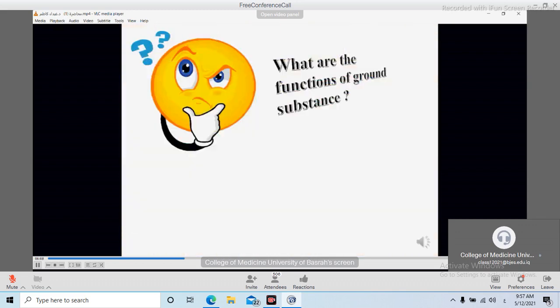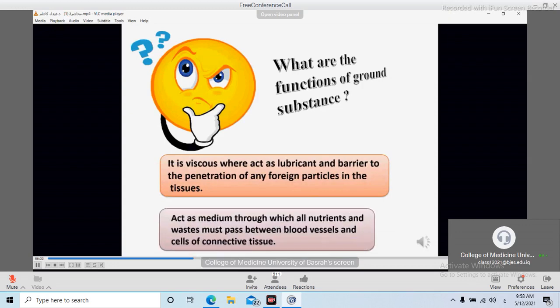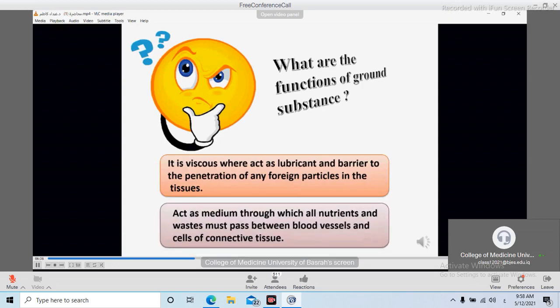What are the functions of ground substance? The matrix of ground substance fills the space between the cells and the fibers of connective tissue. It is viscous, where it acts as a lubricant and barrier to penetration of any foreign particle in the tissue. Also, it acts as a medium through which all nutrients and waste must pass between blood vessels and cells of connective tissue.